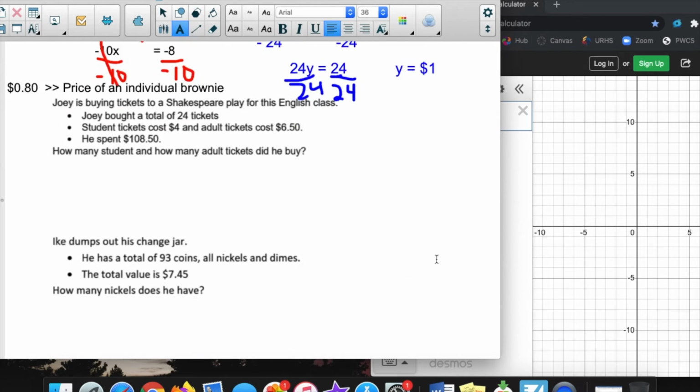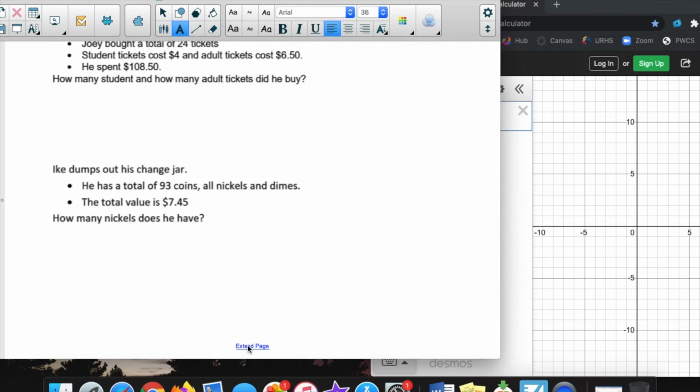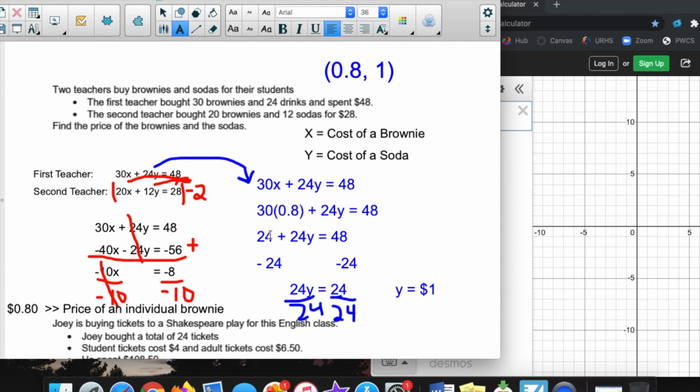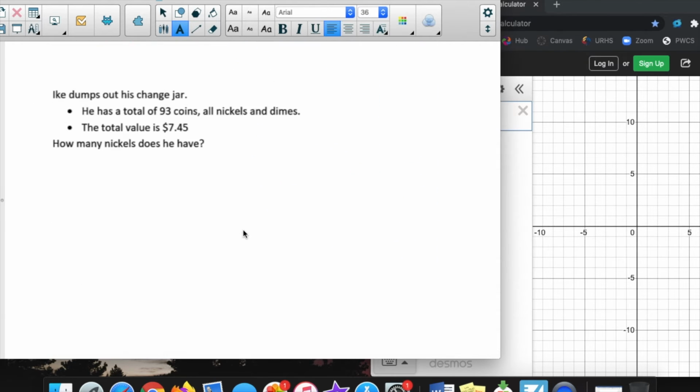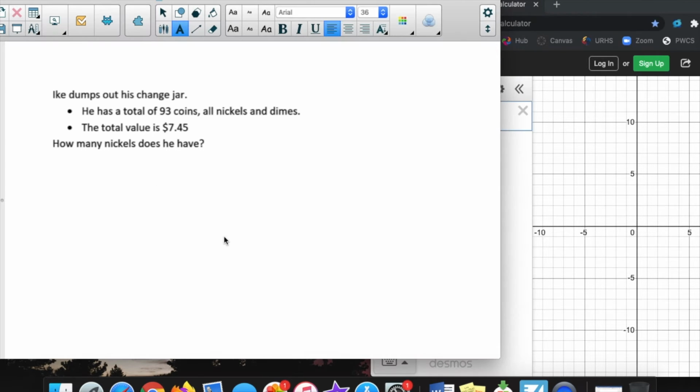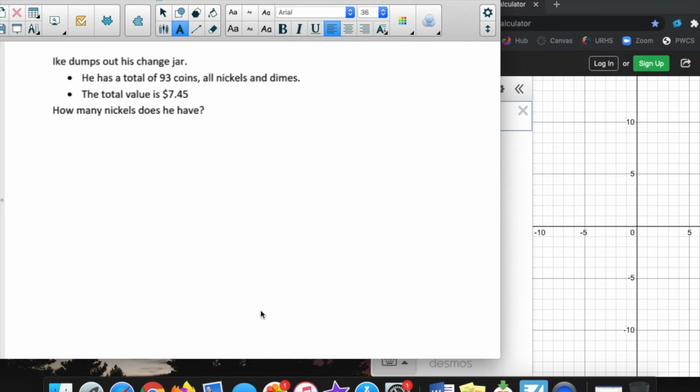Now, I'm going to go on to another one. I'm going to skip over Joey and his Shakespeare play here, and I'm going to go over this guy right here. Okay, and so that's doing it by hand, but thankfully, you guys have this tool right here, Desmos, and you don't need necessarily to do it by hand all the time. Okay, so let's look at this guy here.